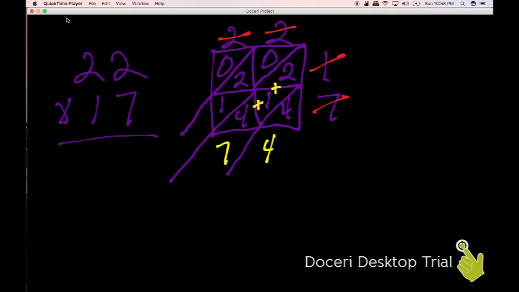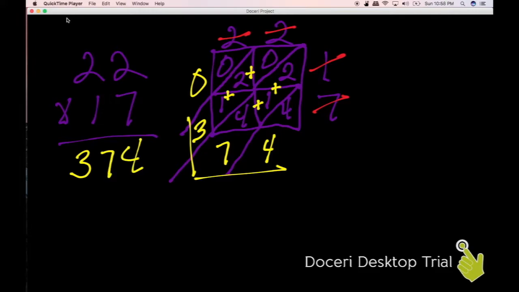We'll do the same thing here. And 0 plus 2 plus 1 is 3. And we have 0 up here. So your answer actually becomes this here, along with that. So your answer would be 374.